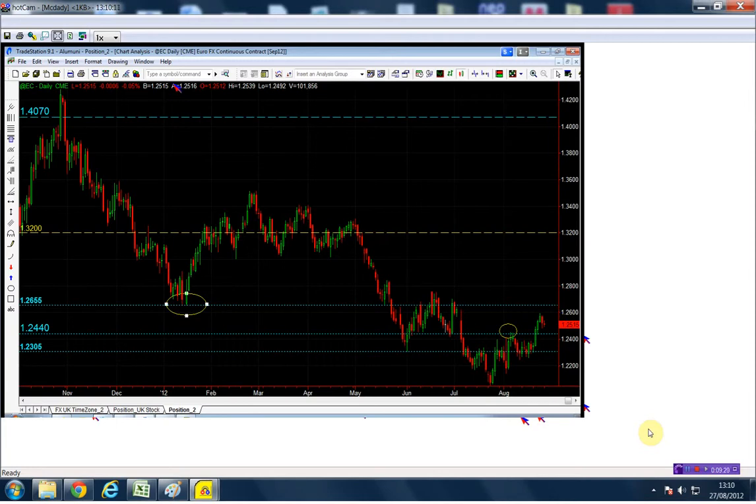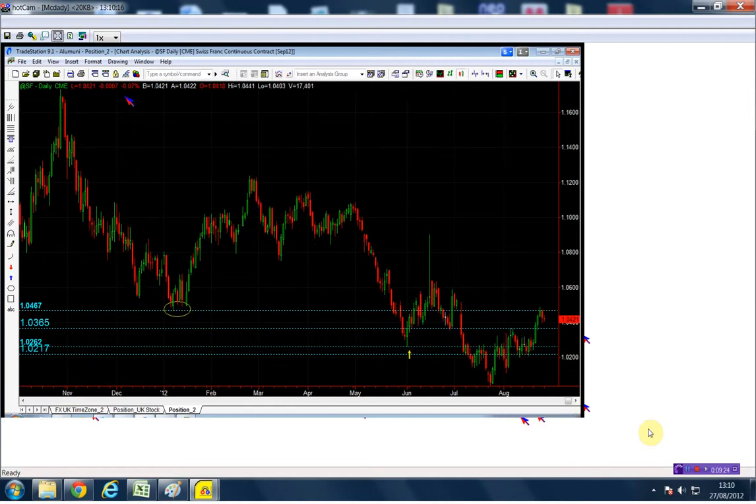If I go to the Swiss, you would see that we did come and test that structure point, in this case what corresponds technically, which is the 104.67. As you know, this pair is kind of trading within a band, the euro and the Swiss.